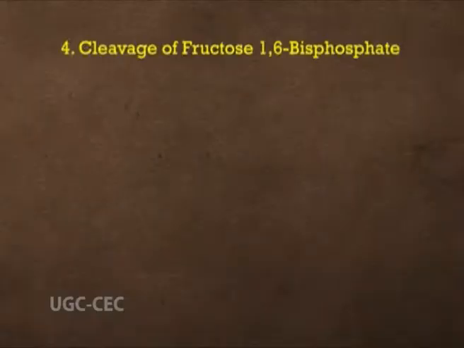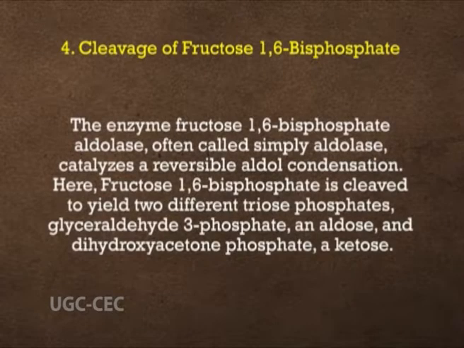Now let's look at the next step, which is cleavage of fructose 1,6-bisphosphate. The enzyme fructose 1,6-bisphosphate aldolase, often called simply aldolase, catalyzes a reversible aldol condensation. Here, fructose 1,6-bisphosphate is cleaved to yield two different triose phosphates, glyceraldehyde 3-phosphate, which is an aldose, and dihydroxyacetone phosphate, which is a ketose.